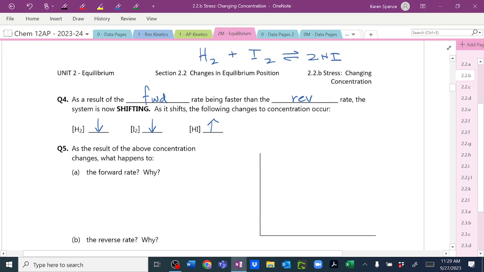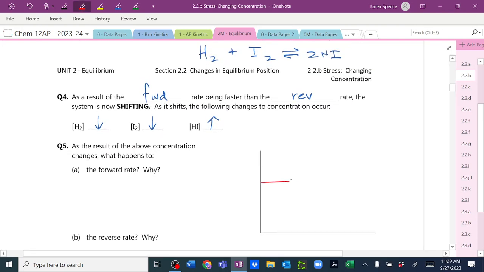So now, what is happening to our rates? We had our forward rate, it got a little spike in it. We have our reverse rate. Now, as we are shifting, what is happening to the forward rate? It's decreasing. What's happening to the reverse rate? It's increasing. Can you explain to your partner why? Why is the forward rate decreasing during the shift?